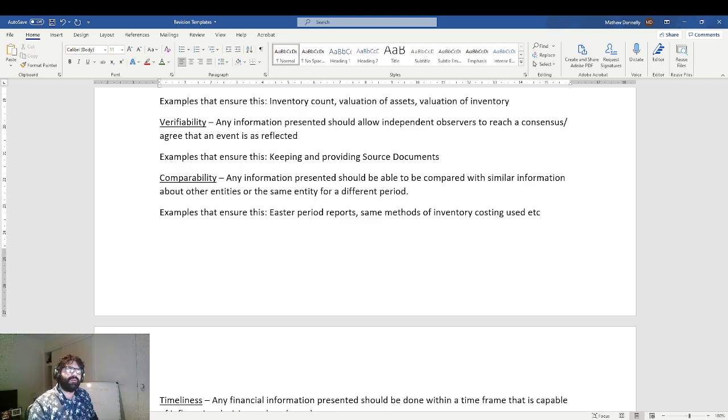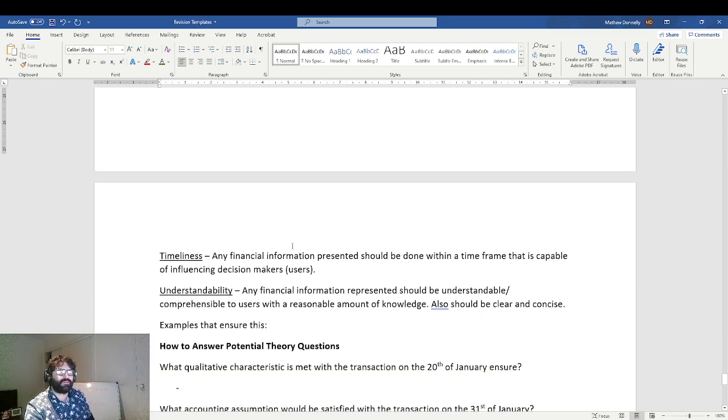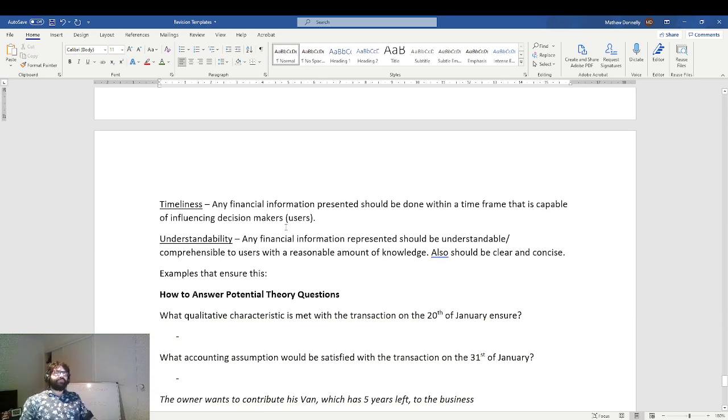But at the same time, if I'm going to compare my business to Woolworths, and Woolworths are using FIFO, and my supermarket's using identified cost, I can't compare them because we're using different methods. So that's just something to be aware of. Likewise, if I change reporting, like how I do my inventory, I can't compare my reports because I'm using different methods.